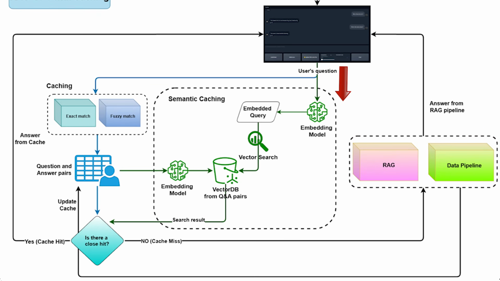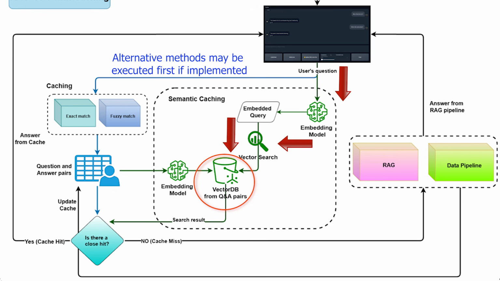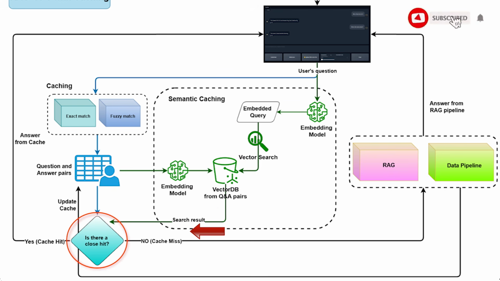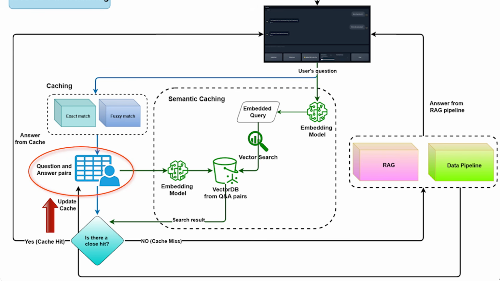User asks a question, but instead of going straight to the RAG pipeline, we first run it through an embedding model and do a vector similarity search against our Q&A cache database. Then we check the results. If we get a cache hit above our threshold, meaning the question is semantically similar to something we have answered before, we just return that cached answer immediately. If there is no hit, we fall back to the regular RAG pipeline exactly like before. And then we add that new Q&A pair to the cache for next time.